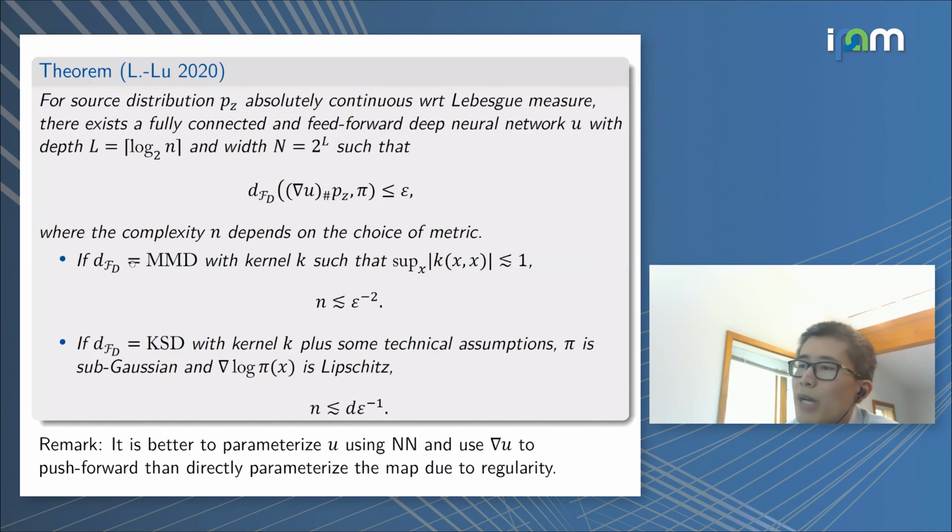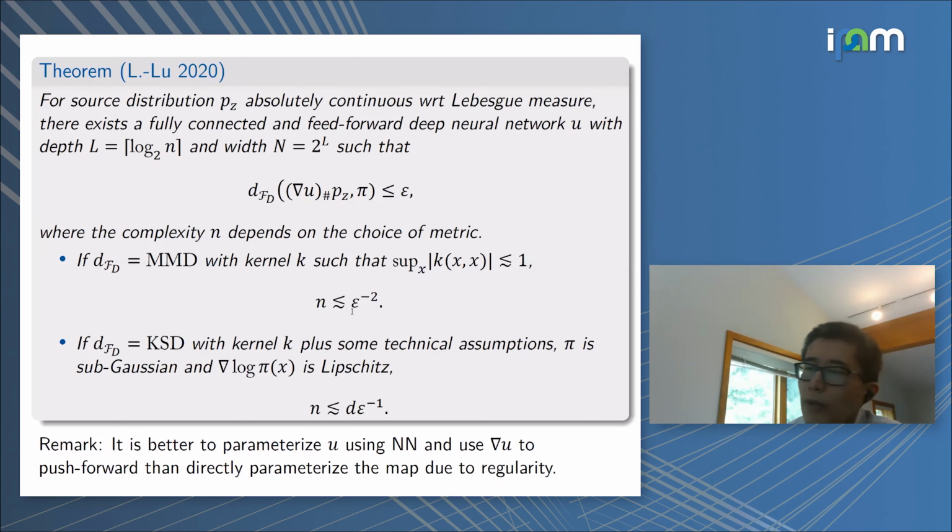And in fact, we can prove the following. If you choose the MMD metric to measure the probability distribution, then the complexity of the neural network is just proportional to 1 over epsilon squared. And all the implicit constants here are independent of anything, independent of dimension in particular. So there is no dimension dependence here, which is very nice.